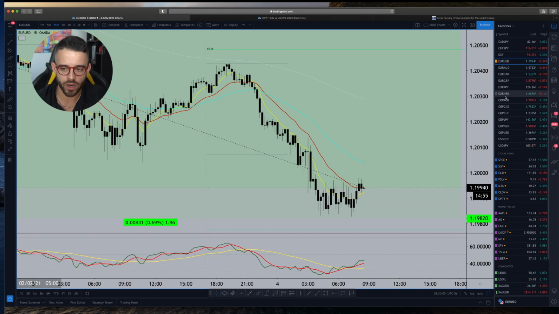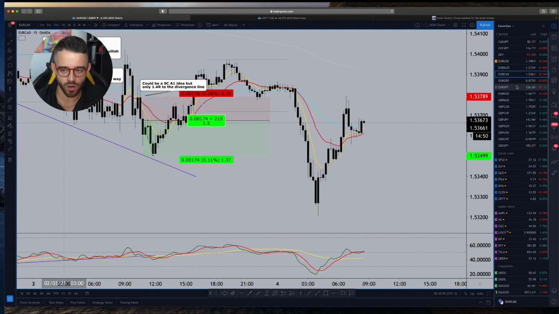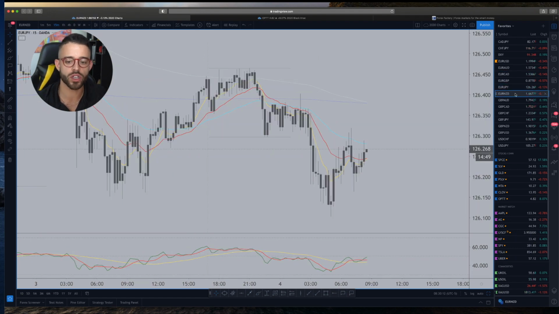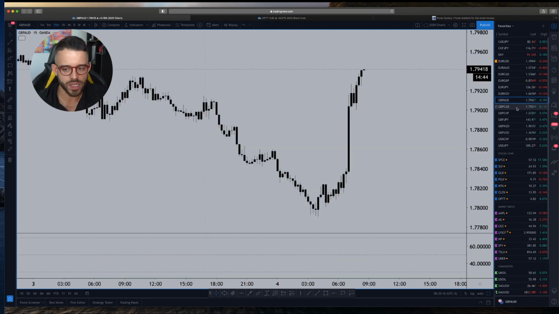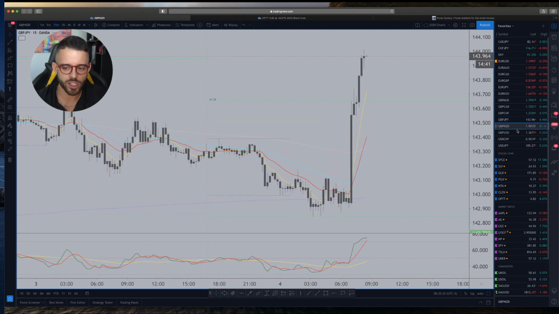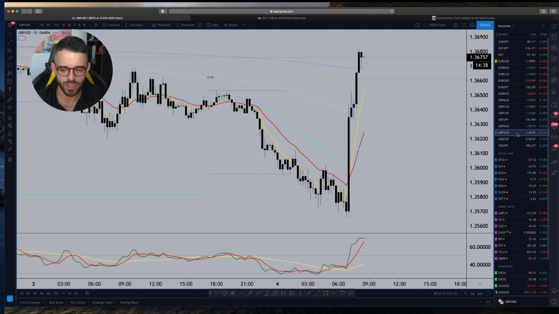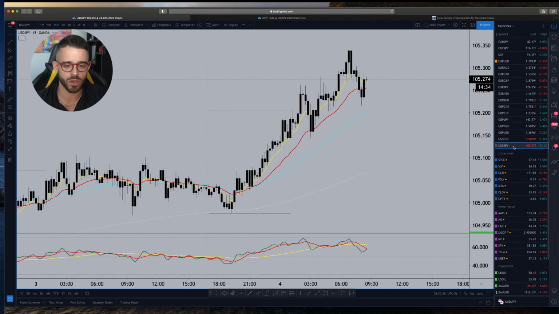Then I have my Euro pairs: EUR USD, EUR AUD, EUR CAD, EUR GBP, EUR JPY, and EUR NZD. Those are the Euro pairs that I'm focused on the most. Beneath that, it's GBP AUD, GBP CAD, GBP CHF, GBP JPY, GBP NZD, and GBP USD. And then the last 2 Forex pairs are USD CHF and USD JPY. So these are my favorites that I'm looking for.